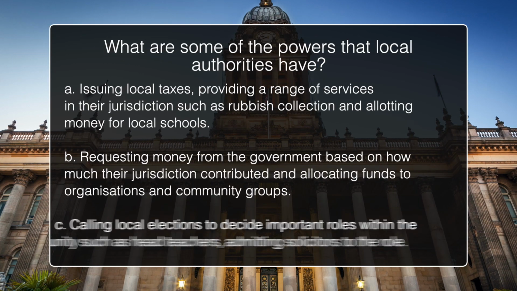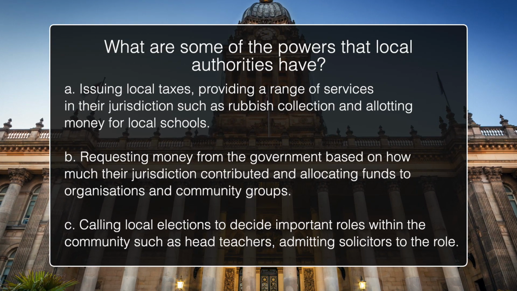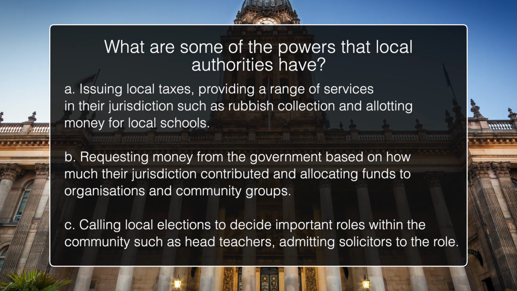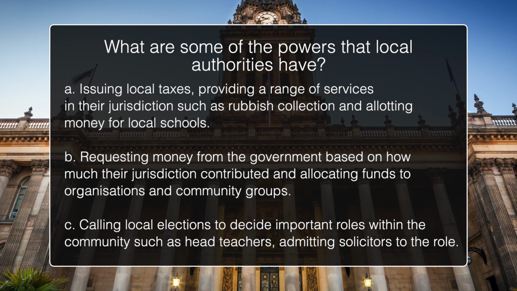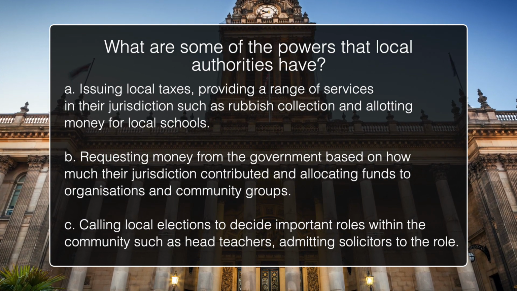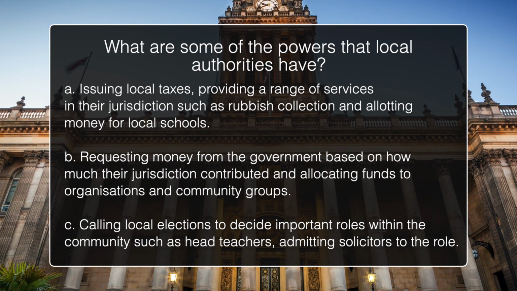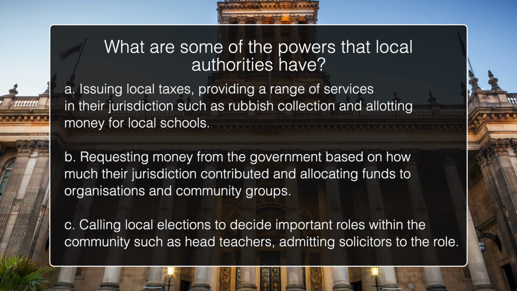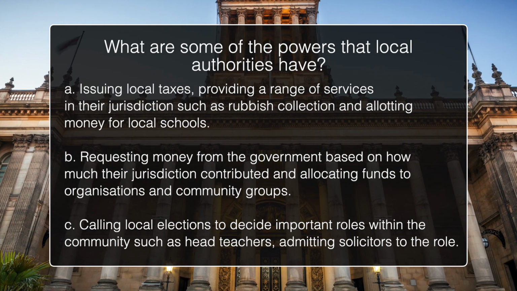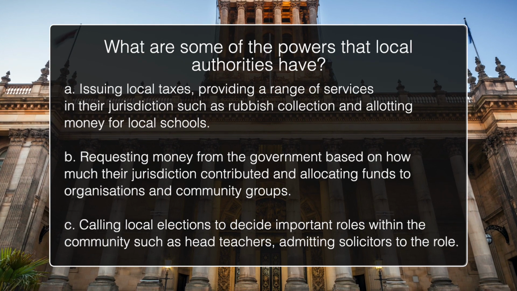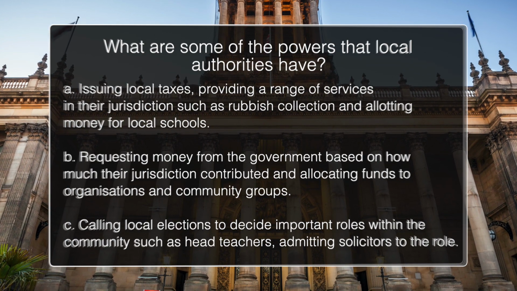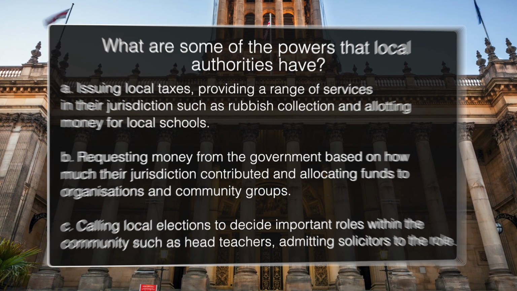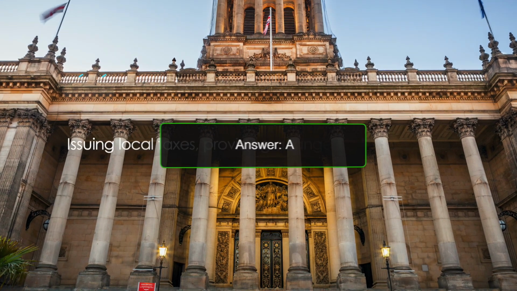What are some of the powers that local authorities have? A. Issuing local taxes, providing a range of services in their jurisdiction, such as rubbish collection and allotting money for local schools. B. Requesting money from the government based on how much their jurisdiction contributed, and allocating funds to organisations and community groups. C. Calling local elections to decide important roles within the community, such as head teachers, and admitting solicitors to the role. The answer is A.